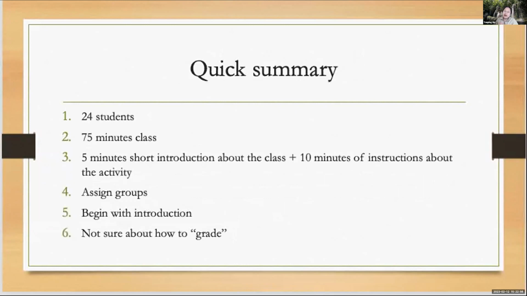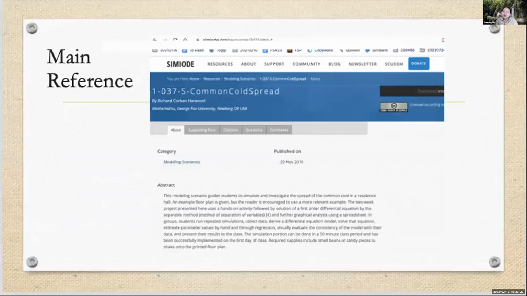So, quick summary: I have 24 students, it's a 75 minute class. Everything lasts about 60 minutes or so when we try to run a full model, full simulation. I did assign groups. I did begin with instructions, but I'm not sure how to grade the first part of it. Students seem to be highly engaged and happy about this, but I will get a chance towards the end of the semester to see their final report and see how things work out.